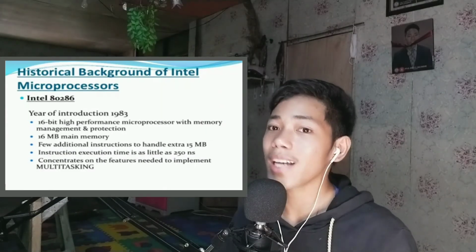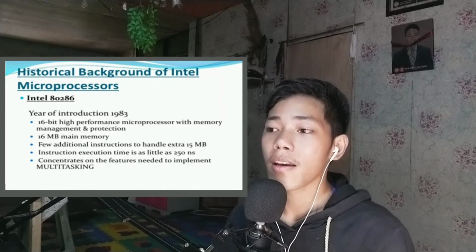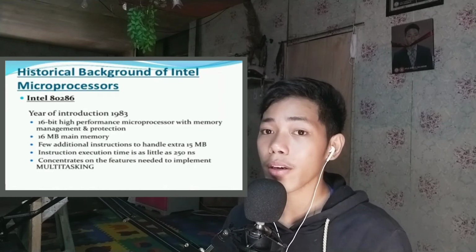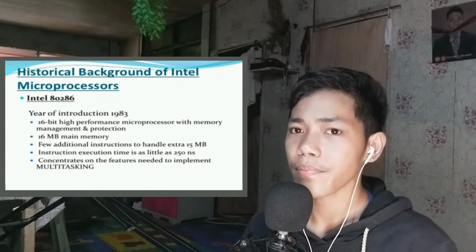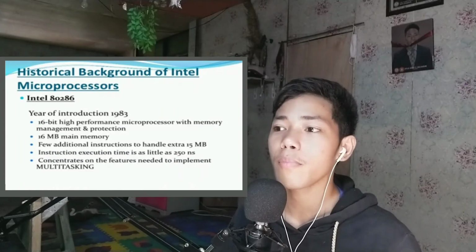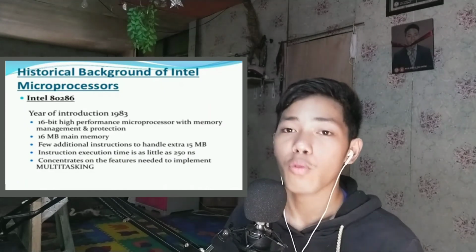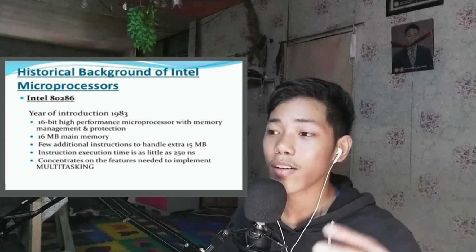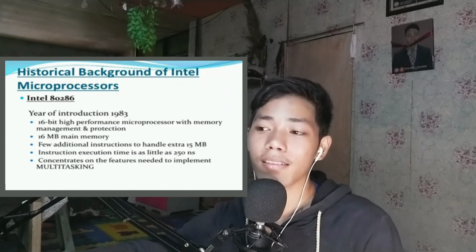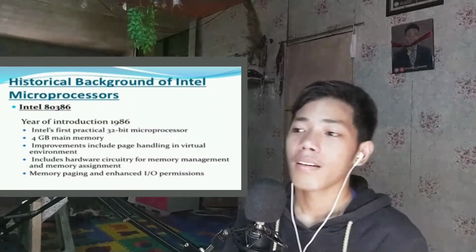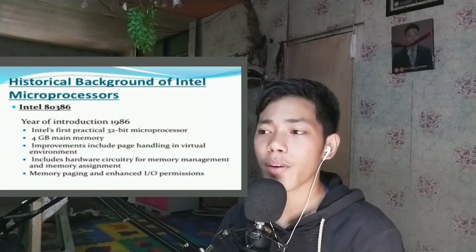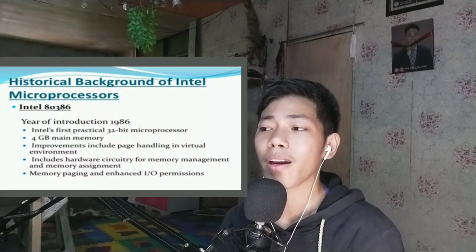As we can see, it has 16 megabytes of main memory, so it can handle more instructions or more data, and we can do much more work with it. So it can handle multitasking. Next is the Intel 80386. The year of introduction is 1986. It is Intel's first practical 32-bit microprocessor.